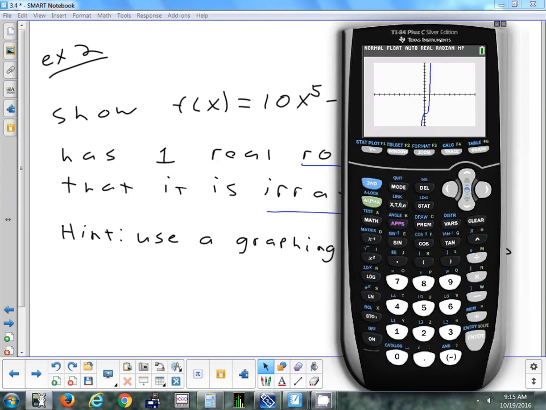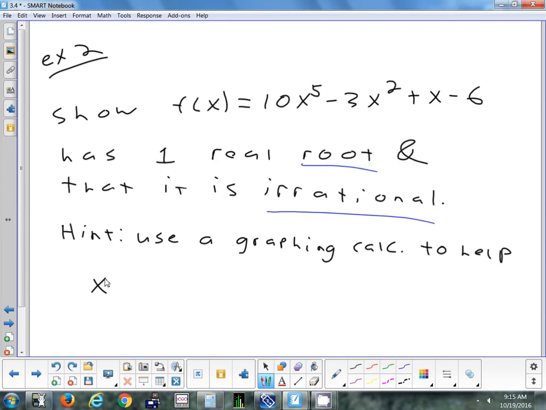0. Second calc, second option down. Pick a point to the left, to the right, and do your guess. And this crosses at 0.9505. Okay? So it's close to 1, but it's not 1.